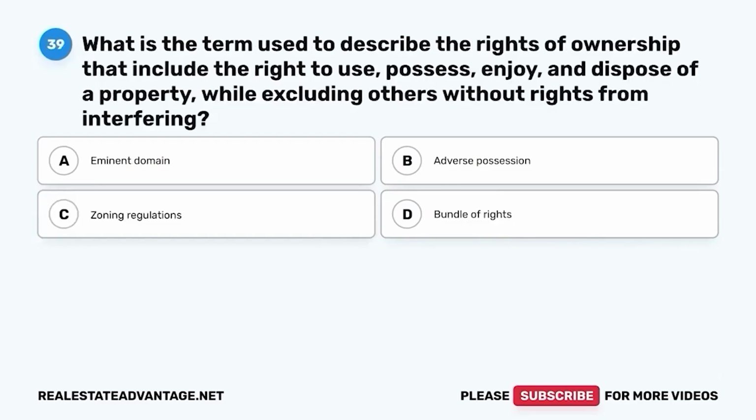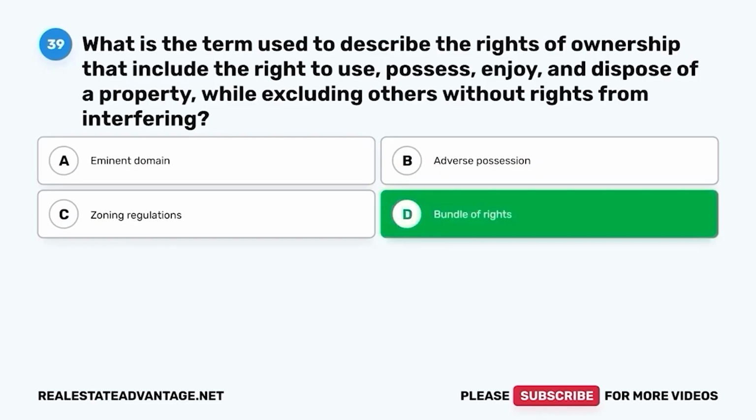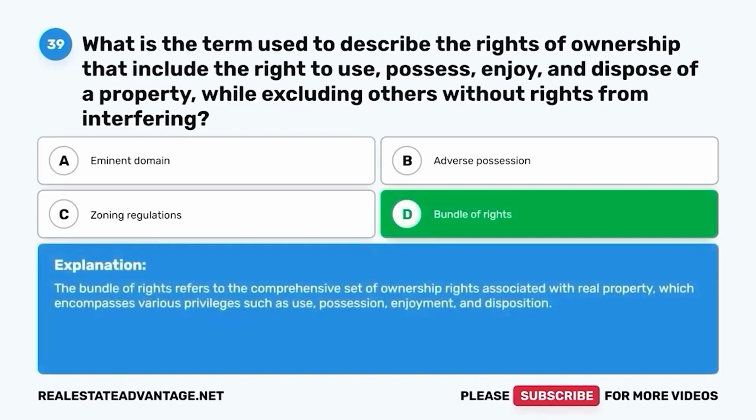Question 39. What is the term used to describe the rights of ownership that include the right to use, possess, enjoy, and dispose of a property while excluding others without rights from interfering? A. Eminent domain, B. Adverse possession, C. Zoning regulations, D. Bundle of rights. The correct answer is D, bundle of rights. The bundle of rights refers to the comprehensive set of ownership rights associated with real property, which encompasses various privileges such as use, possession, enjoyment, and disposition.